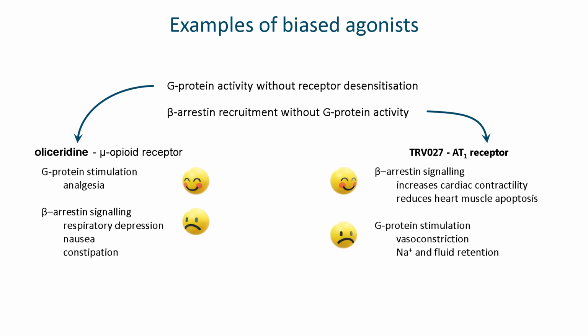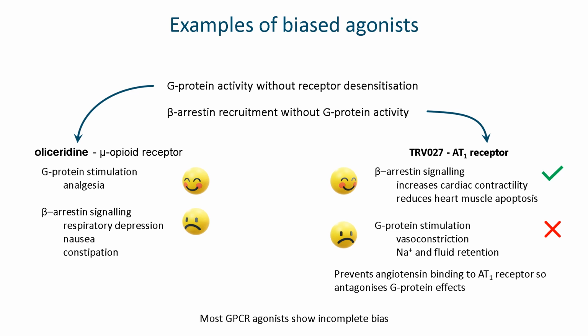The bias of TRV-027 towards the beta-arrestin pathway means that it should produce the good effects without the bad. In fact, while TRV-027 is bound to the receptor, it prevents endogenous angiotensin from binding and stimulating the G-protein. So it provides additional benefit by acting as an antagonist of G-protein activation. While these drugs show strong bias to one or other pathway, most agonists lie somewhere in between. They show imperfect bias, activating both pathways to various degrees.